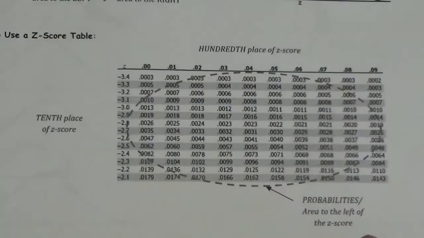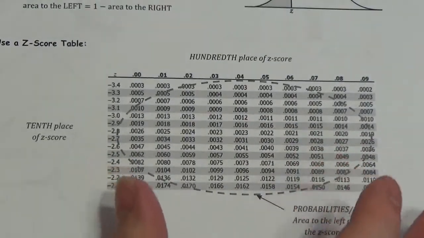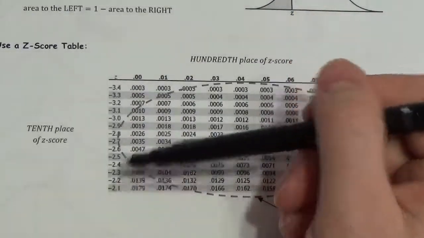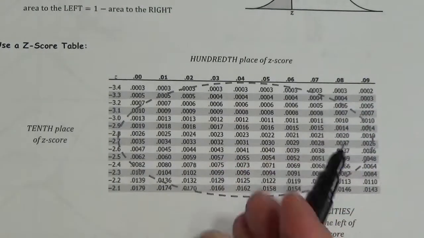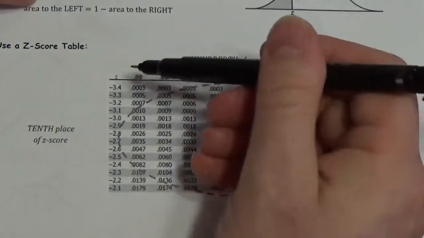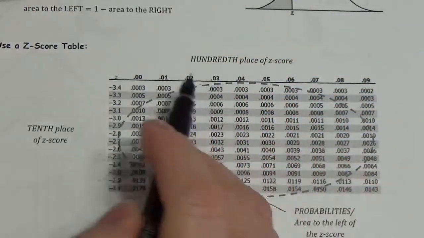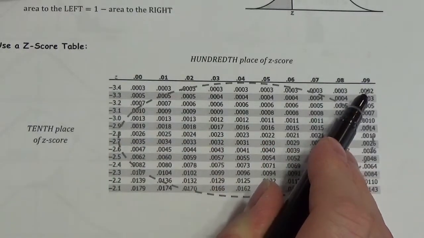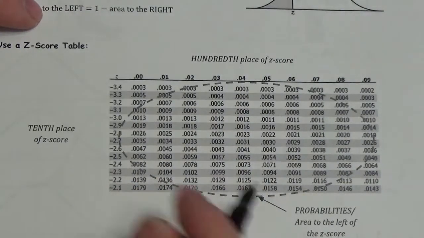So here's a little snippet of what you're going to see on the chart. The way the chart works is you have a column on the far left and a row up on the top. These together represent the Z-score. The left column gives the Z-score to the nearest tenth, and up here, it adds the hundredth spot.